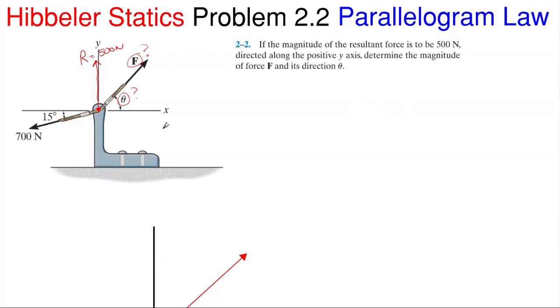So first thing we want to do is create a free body diagram with our forces. So we are going to make our x and y axis here. This is our 700 newton force down here. This is 15 degrees off of the y. From the picture, this is theta. This is our unknown force F. And we have our resultant right along the y-axis in the positive direction. I'll make that a little bit thicker there so you can actually see it. And that would be 500 newtons here.